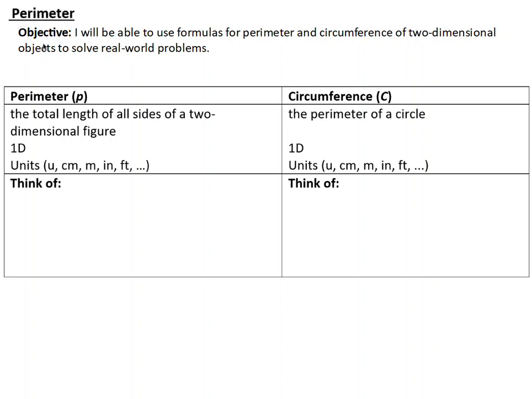Perimeter. Our objective in this lesson is to be able to use formulas for perimeter and circumference of two-dimensional objects to solve real-world problems. Perimeter. Perimeter is the total length of all sides of a two-dimensional figure. Perimeter is one-dimensional, very much like how you would think of a line is one-dimensional.